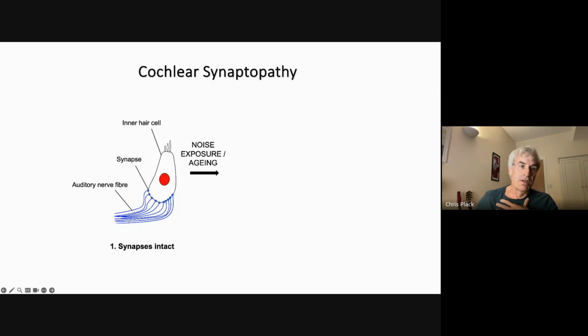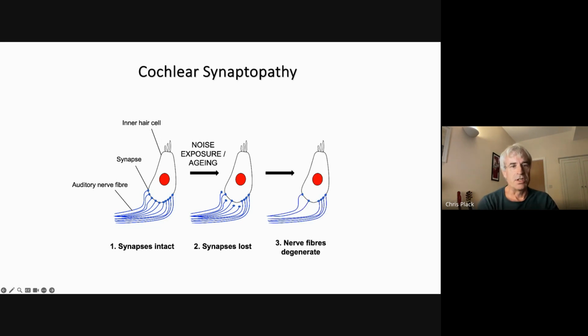Noise exposure and aging are thought to cause a loss of these connections, and then over a number of years, the nerve fibers will degenerate. But of course, once the synapses have been lost, the neurons are disconnected, so the neurons are functionally dead.